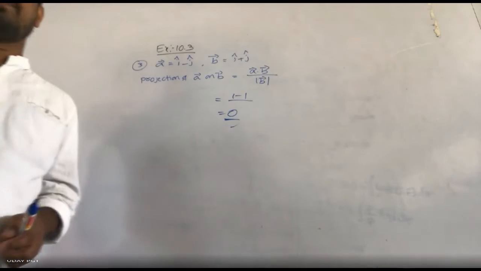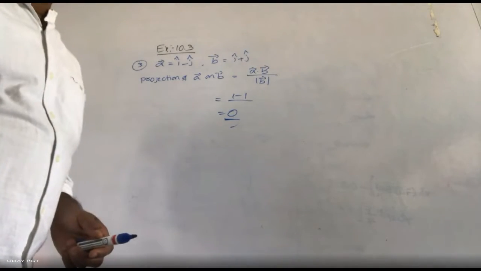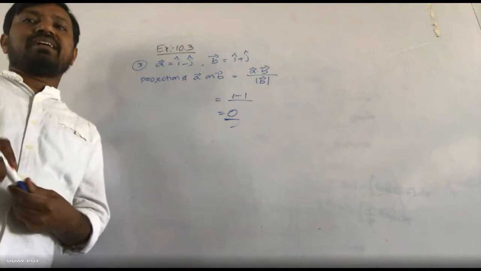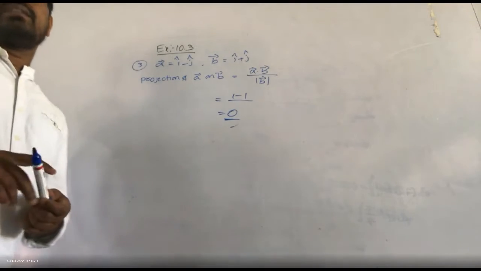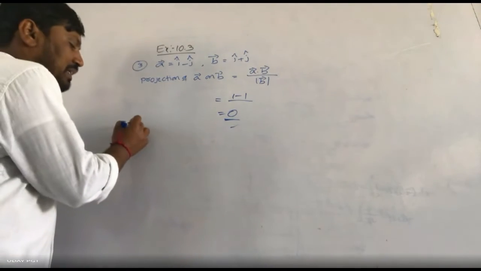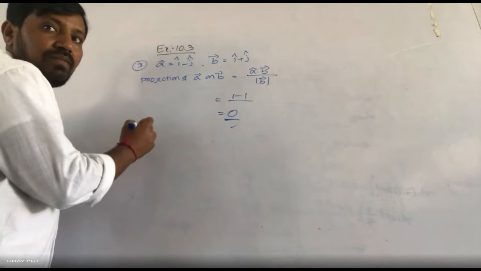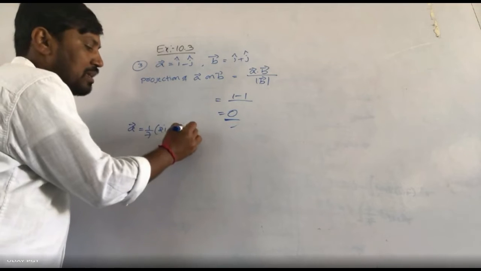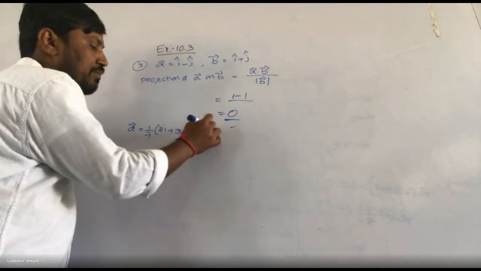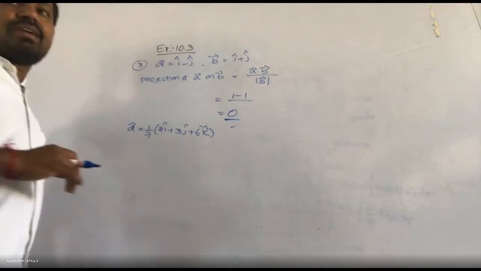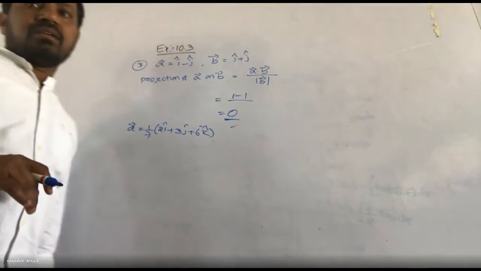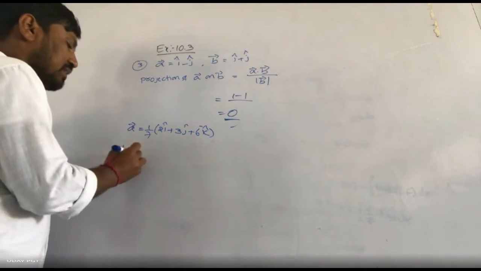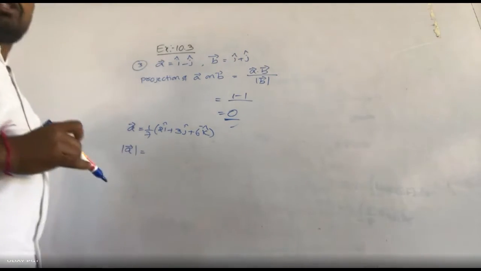All are simple questions. In the fifth question, show that each of these three vectors is a unit vector. The given vector is 1 by 7 into 2i plus 3j plus 6k. Whenever you write i, j, k, you need to write the cap compulsorily. When do we say that a vector is a unit vector? If its magnitude is equal to 1.